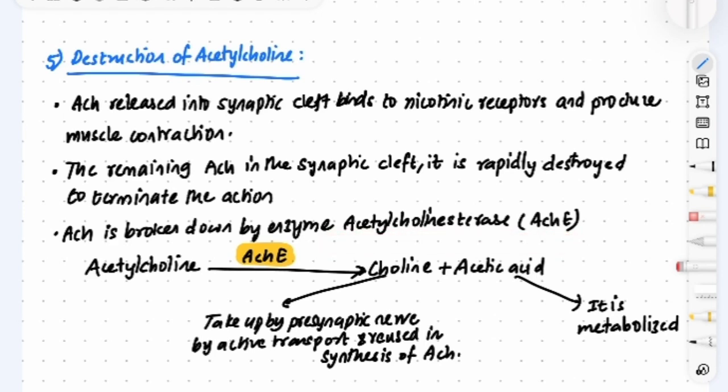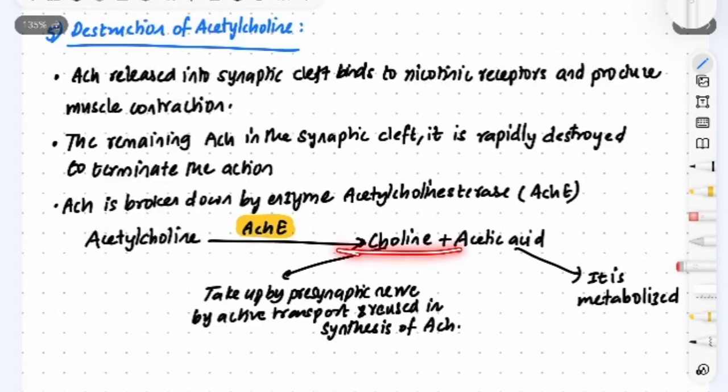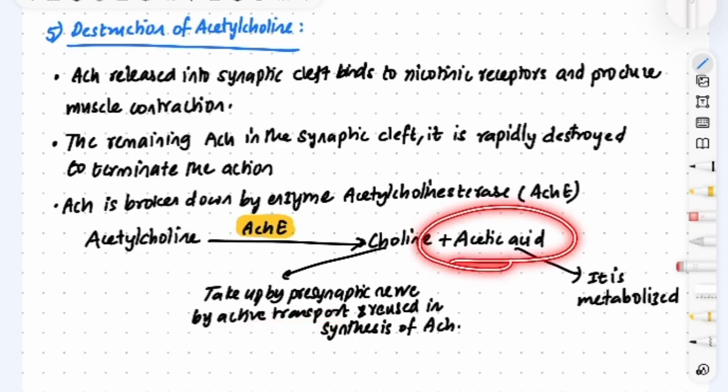The remaining acetylcholine present in the synaptic cleft after the muscle contraction is destroyed by acetylcholinesterase. It is broken down into choline and acetic acid. This choline is taken up again by the presynaptic nerve by active transport, and it is used in the resynthesis of acetylcholine, whereas the acetic acid gets metabolized.